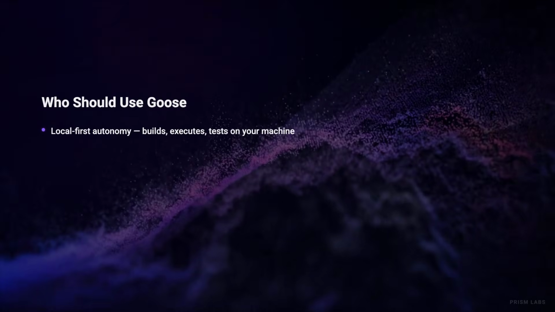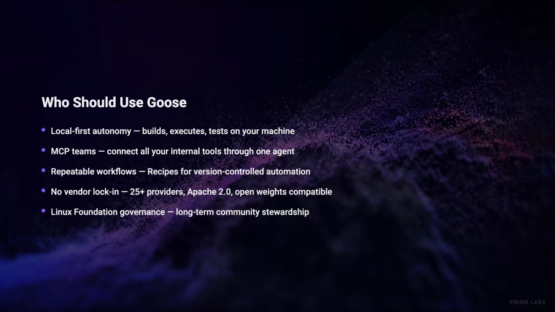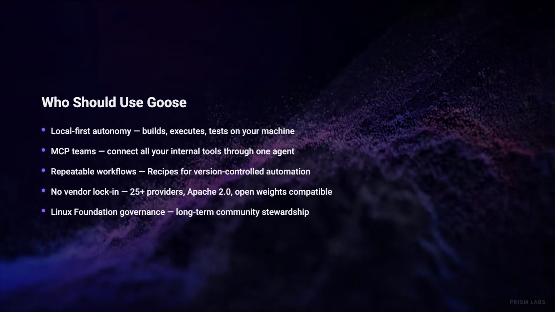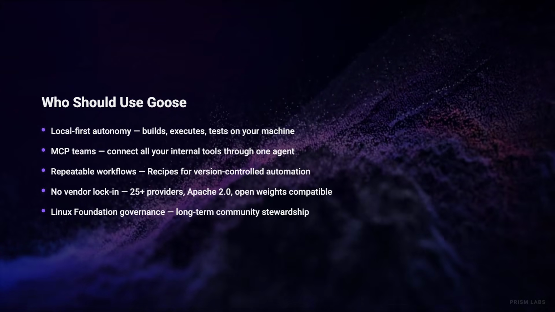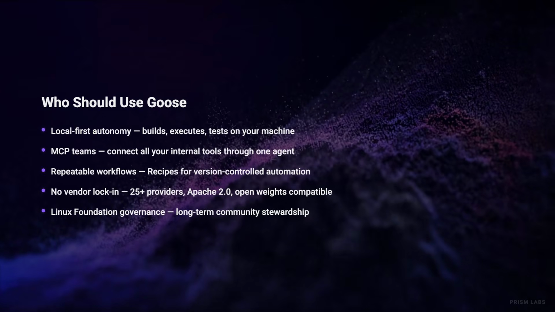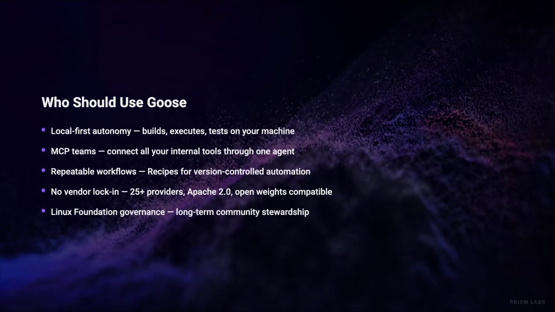If you want an AI agent that runs locally on your machine with full autonomy, not just code suggestions, but actual project execution, Goose is the most complete open-source option available. If your team uses MCP servers for internal tooling, Goose is the natural agent to connect them all. If you need shareable, repeatable AI workflows, recipes solve that cleanly.